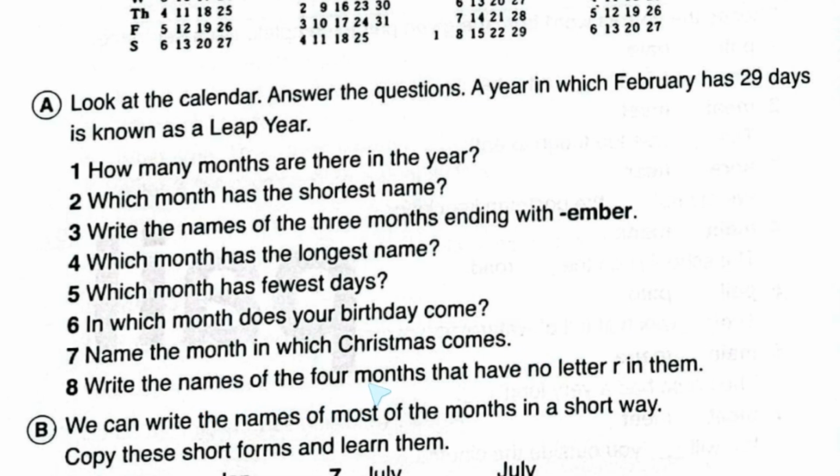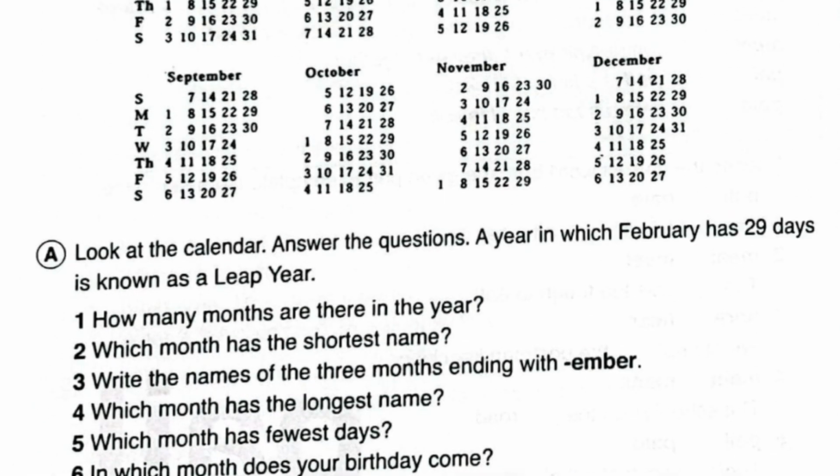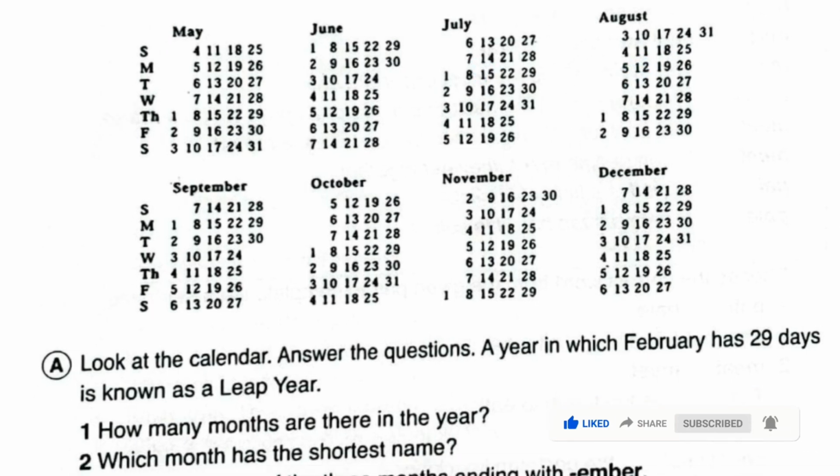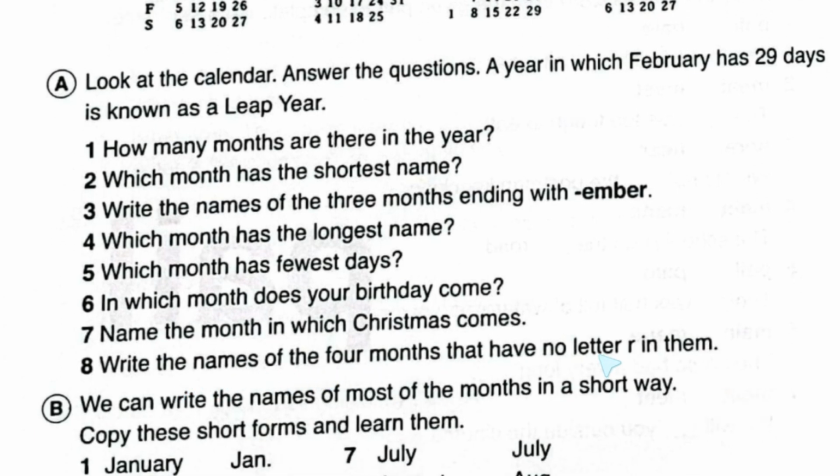Write the names of the 4 months that have no letter R in them. Let's see which those are. Like May, there is no R. June, there is no R, and July, there is no R also, and August, there is no R also. So question number 8's answer will be: May, June, July, and August.